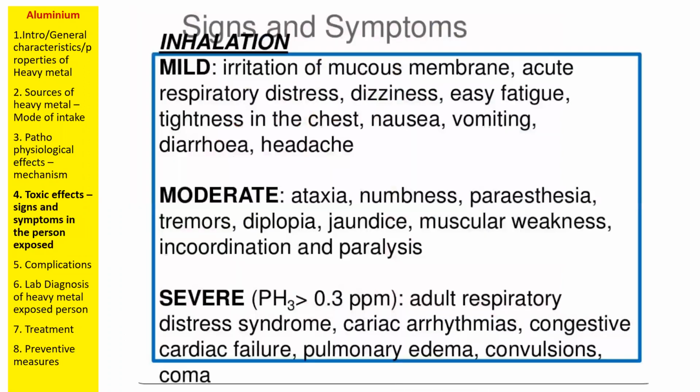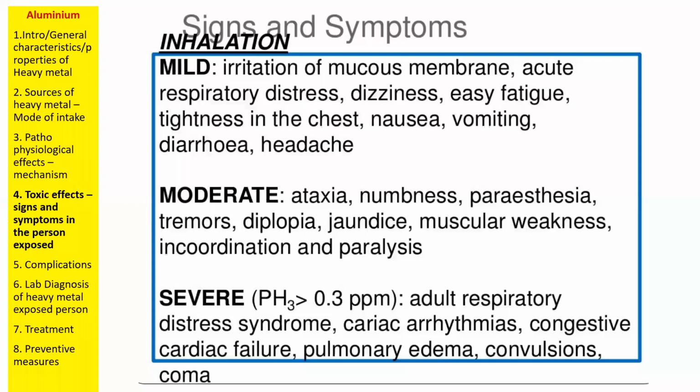So these are the mild, moderate, and severe symptoms of aluminum toxicity. Now, listen, students, the signs and symptoms will be very similar for all types of metals. First, the mild symptoms will be dizziness, irritation, vomiting, nausea, and headaches. And moderate will be some muscular twitches. There will be some problem with the neuromuscular activity.